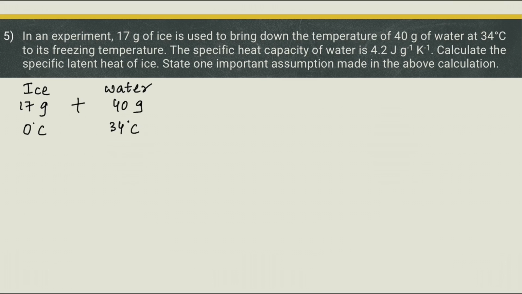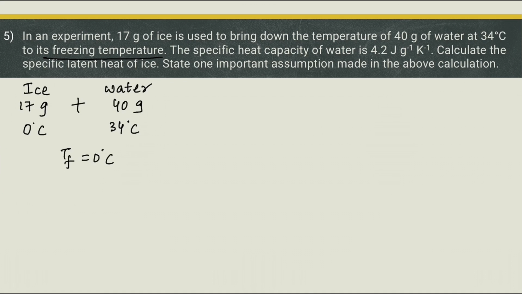Now the moment these two are mixed, we are generating a temperature difference, due to which heat transfer takes place. Heat transfer begins from hot substance to cold substance, and this process continues till both are at the same final temperature. What is the final temperature? 0 degrees Celsius. How can we say that? Read the question again. In an experiment, 17 gram of ice is used to bring down the temperature of 40 gram of water at 34 to its freezing temperature. Meaning, the final temperature of water is 0 degree Celsius. So the final temperature of this entire mixture is 0 degree Celsius.